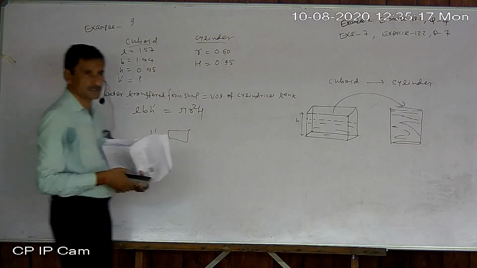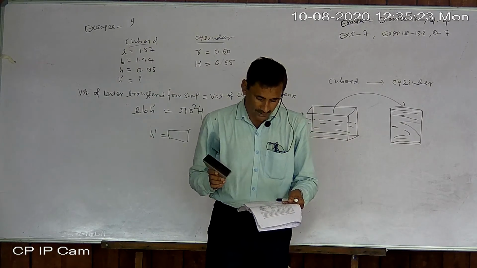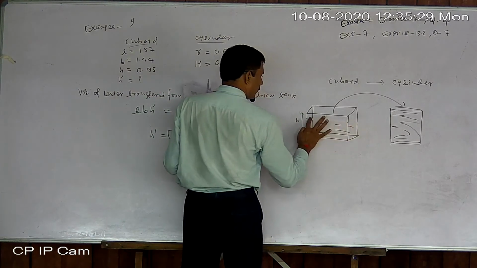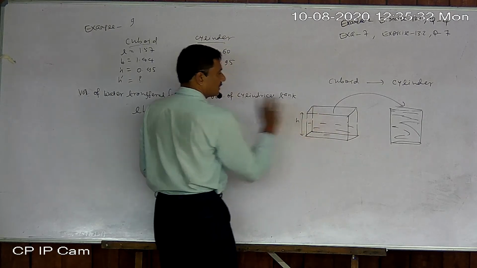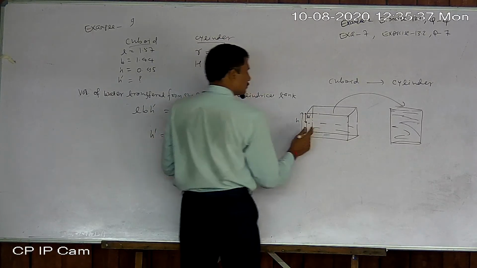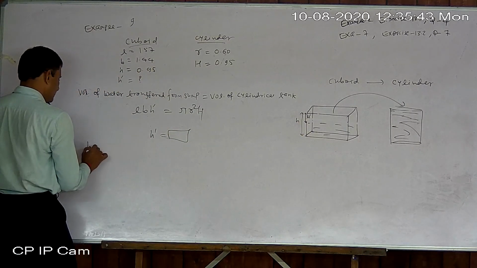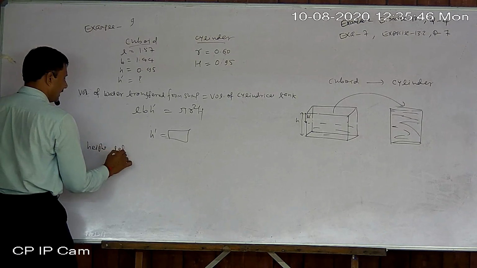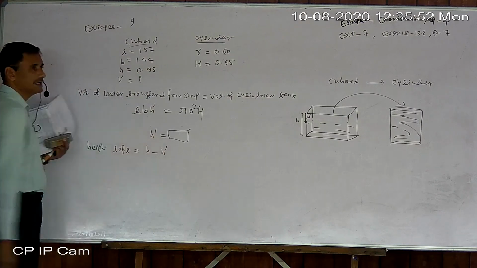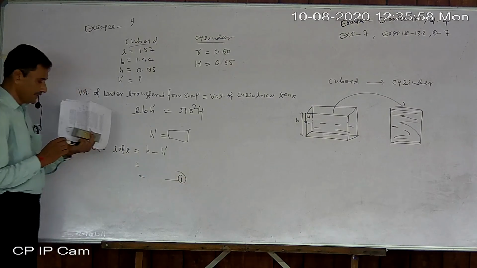Now what are they asking? Find the height of the water left in the sump after filling the overhead tank. So how much height of water is left? This much is specified, only this much is left. So you understand, this is H prime. Obviously you will obtain this height by H minus H prime. So the first answer, height left, is equal to H minus H prime. H is already given, and you will get H prime. So that will be your first answer. Again I explain it.